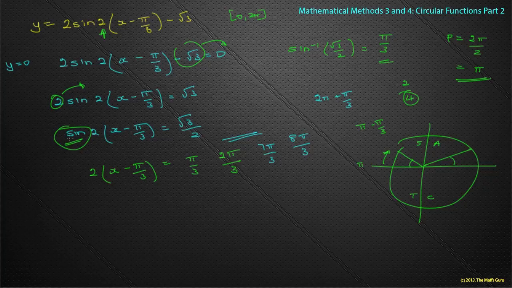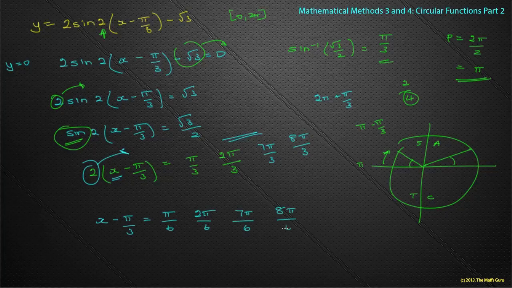We now need to transform it using the algebra that I now know. Well, if I'm trying to get the x on its own, which effectively I am, the first thing I've got to do is get rid of the 2. So I'm going to divide everything by 2. So that leaves me with x minus pi on 3 is equal to pi on 6, 2 pi on 6, 7 pi on 6, and 8 pi on 6. Good. And what do I now do? Well, I want to get x on its own, so what do I need to do?